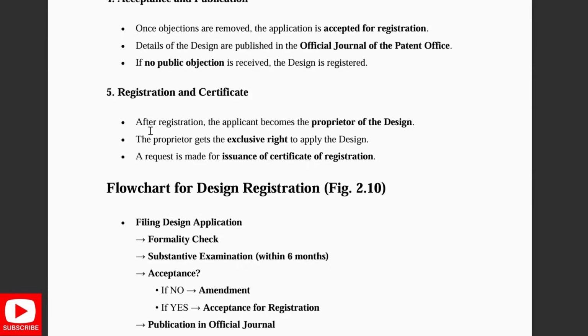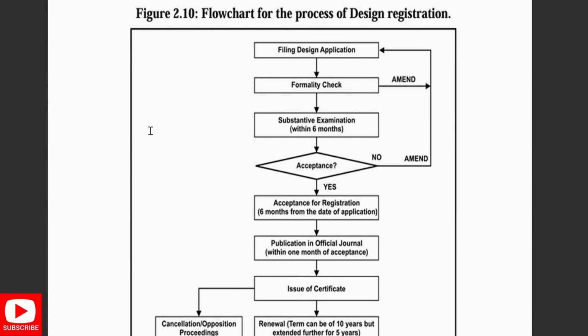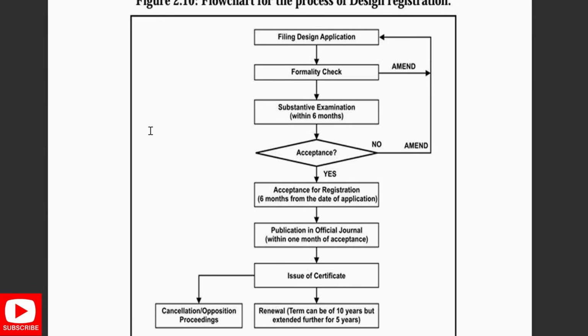Now you have to draw the flowchart. Let us see. First, filing the application, then formality check, where you can amend it, then substantive examination within 6 months, then acceptance. If yes, then it is accepted for registration. If no, then you have to amend it again.